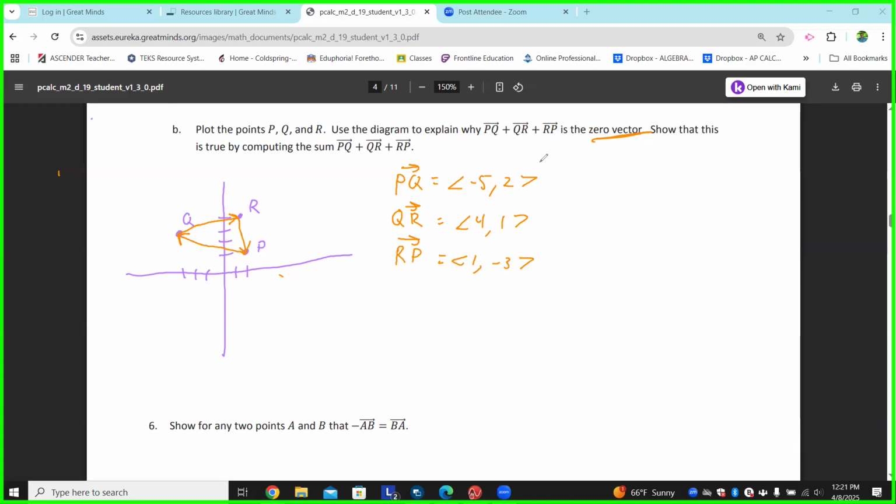So if I wanted to show this algebraically, I would just simply add these vectors up. So even though there's multiple vectors here, you still add their corresponding values. So what's -5 plus 4 plus 1? 0. What's 2 plus 1 plus -3? 0. So you can see geometrically and algebraically, if you go back to where you started, you get the vector 0, 0.